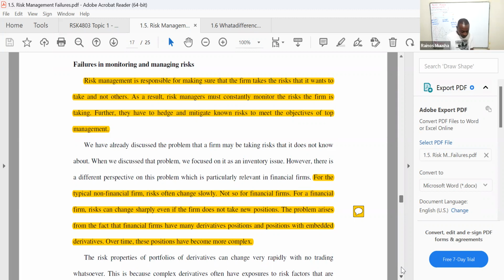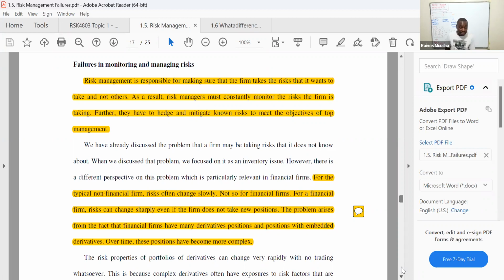So for the typical non-financial firm, risks often change slowly. Not so for financial firms. For a financial firm, risks can change sharply even if the firm does not take new positions. So the problem arises from the fact that financial firms have many derivative positions and positions with embedded derivatives. So over time, these positions have become more complex as well. And remember, this is one of the issues that we also came across when you look at the financial crisis in 2008.